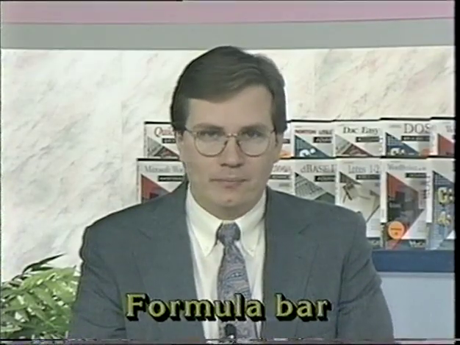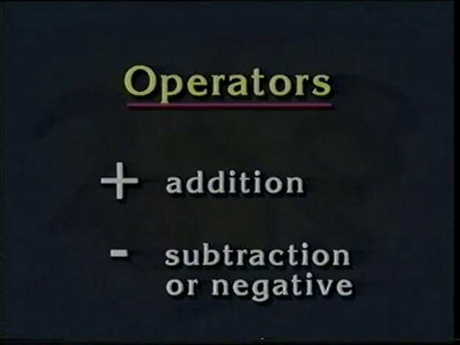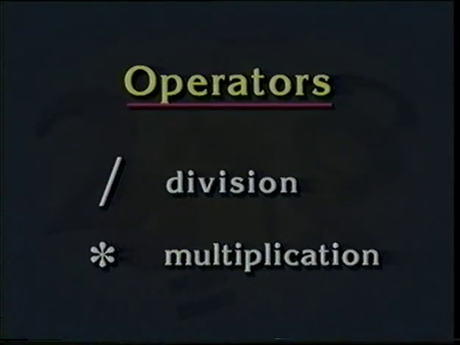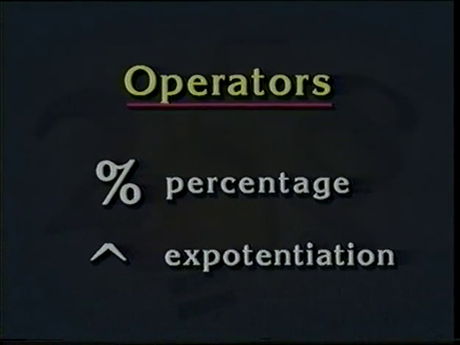When we want to enter calculated values on a worksheet, we use a formula and the formula bar. Here's a list of the math operators recognized by Excel. Plus for addition, minus for subtraction or negation if placed before a value, the slash for division, the asterisk or star for multiplication, the percent sign for percent, and the rooftop or caret symbol for exponentiation.